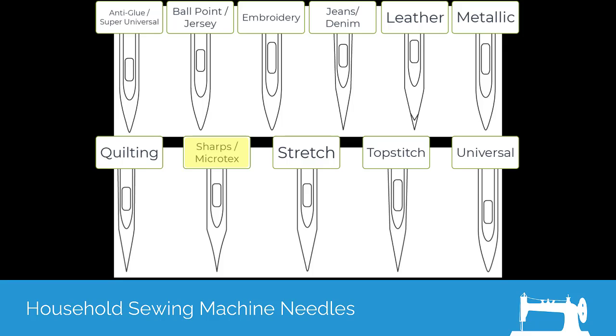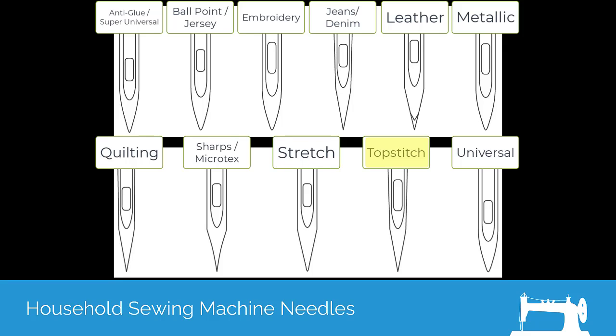And then the sharps or microtex, this is the one that's got the most dramatic point shape. And again, this is to go through very, very tightly woven microtex materials. When microtex first started on the market, there was a lot of trouble with a lot of skip stitches because the fabric is so tightly woven, the needle point would literally bounce off. This has a very sharp and acute point. The stretch needles are designed for materials containing lycra, and also they're ideal for sewing elastic on.